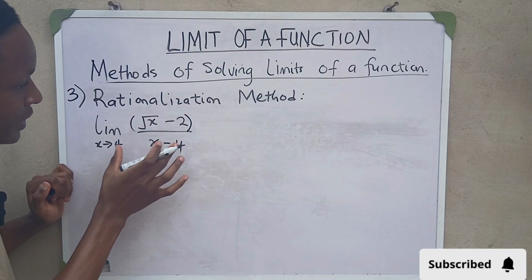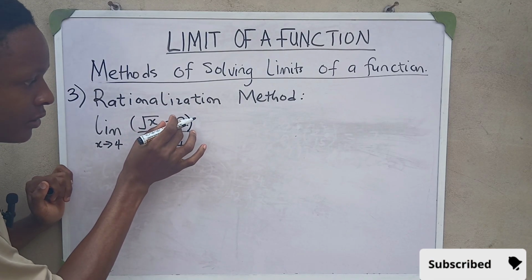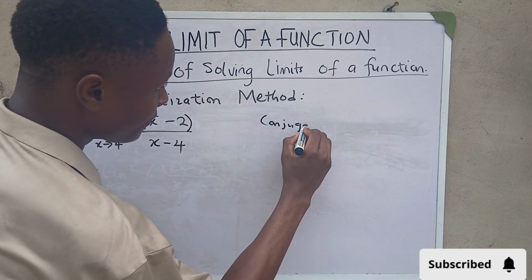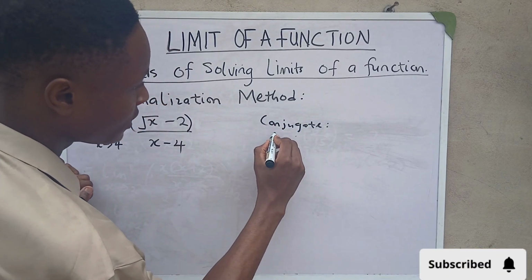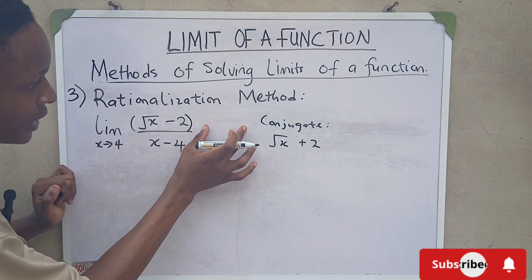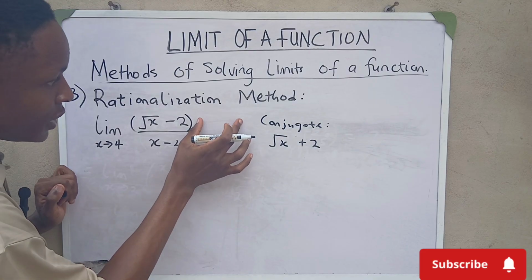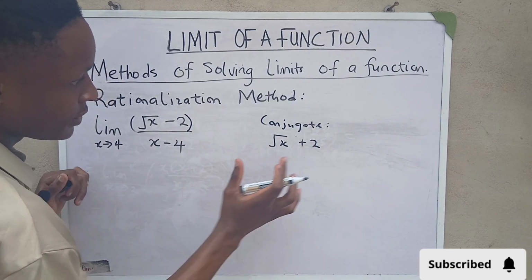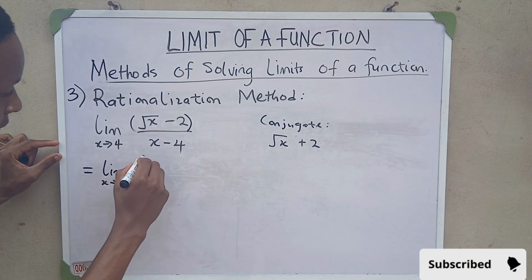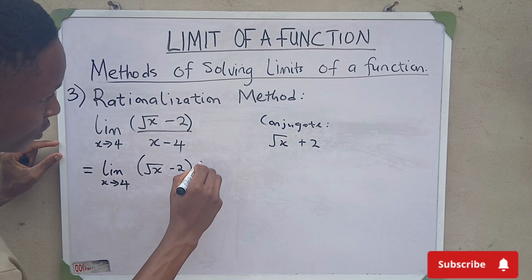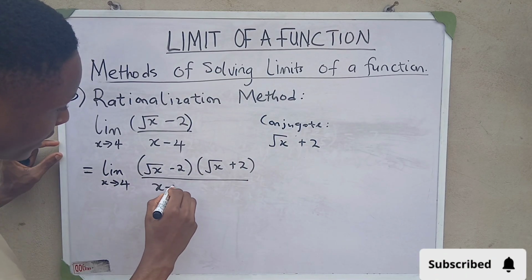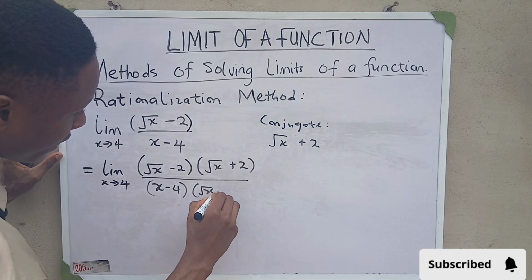So the conjugate of this is changing the sign of the function. So we change this sign. The conjugate is going to be square root of x plus 2. So this is the conjugate. So what we will now do is that we multiply the numerator and the denominator by this conjugate. So this is going to give us limit of x approaching 4. We have square root of x minus 2 times square root of x plus 2 all over x minus 4 times square root of x plus 2.